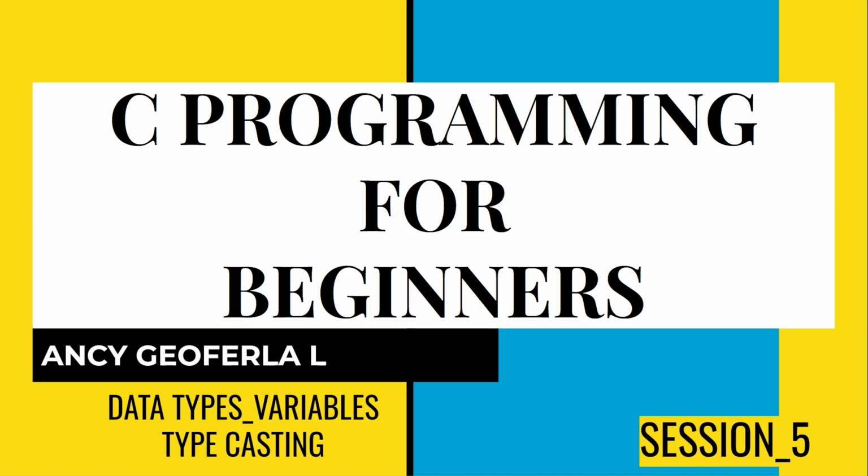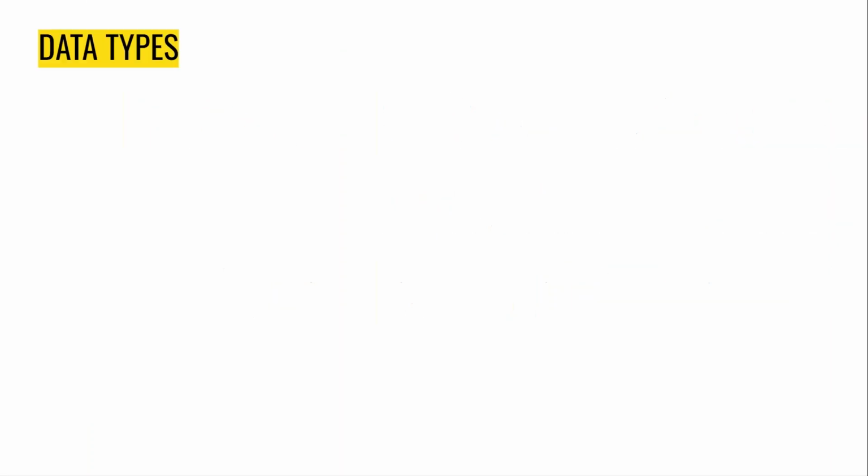In this video, let us understand the concepts of data types and variables. What are data types? Data types determine the possible values that a variable can have and the valid operations that can be applied on it. Say for example, if I am declaring a variable as an integer, then it is only possible to hold an integer value in that particular variable. We cannot hold a character value.